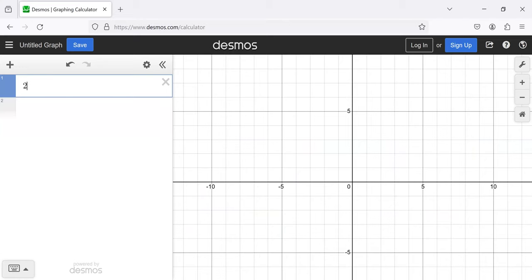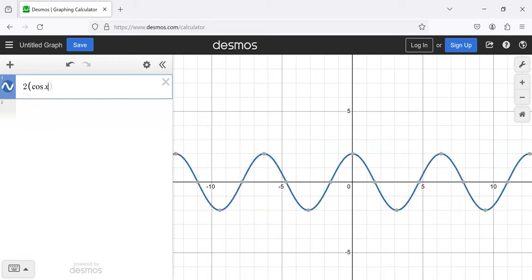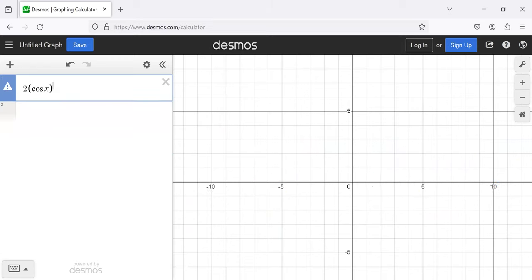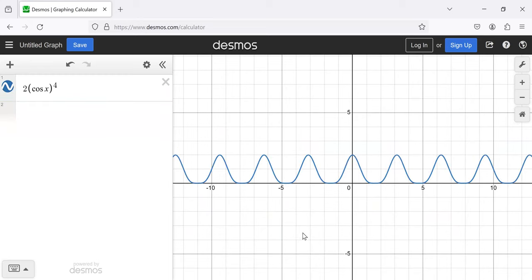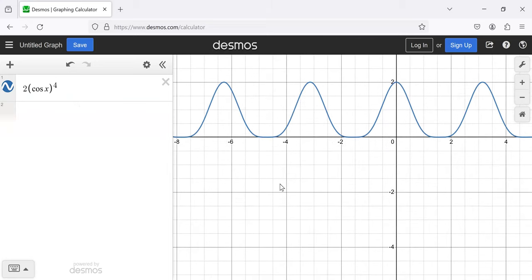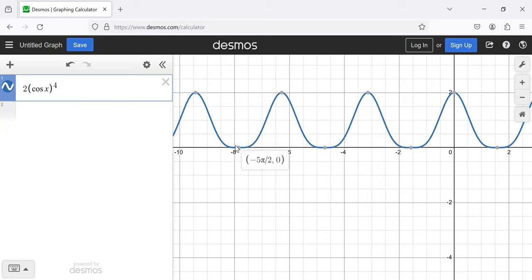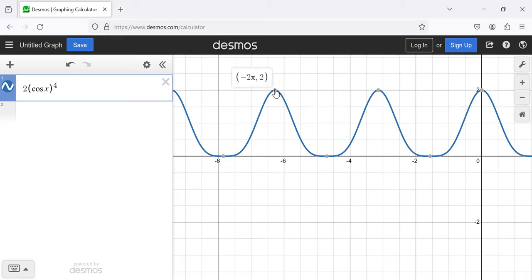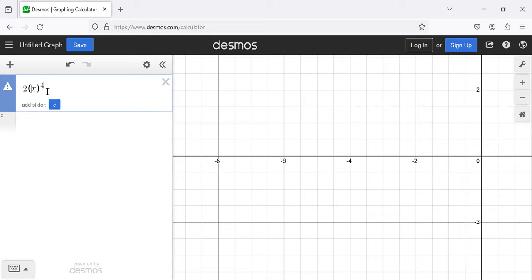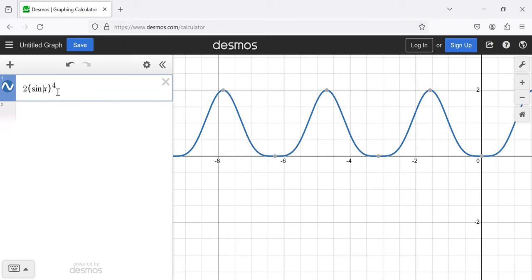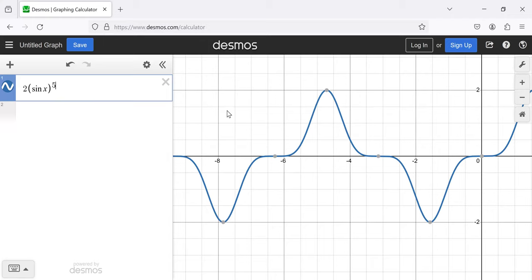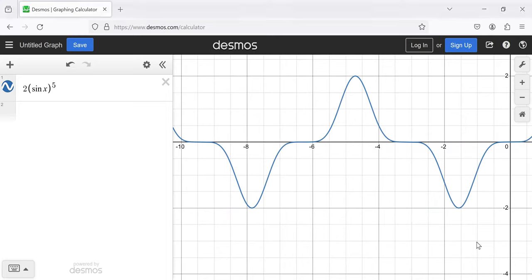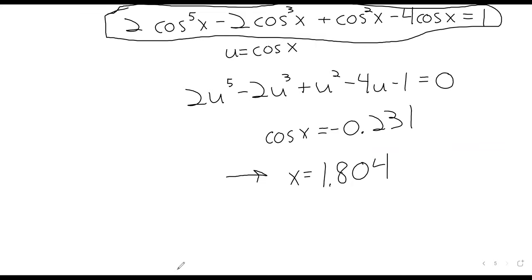What raising this to a power will do is flatten out these valleys. So in situations where we want these valleys to be flat, but still want these peaks to be sharp, these powers of trig functions come in. Of course, I'm using the cosine, but the graphs of the cosine and the sine look pretty similar. So that's a good trick to know.